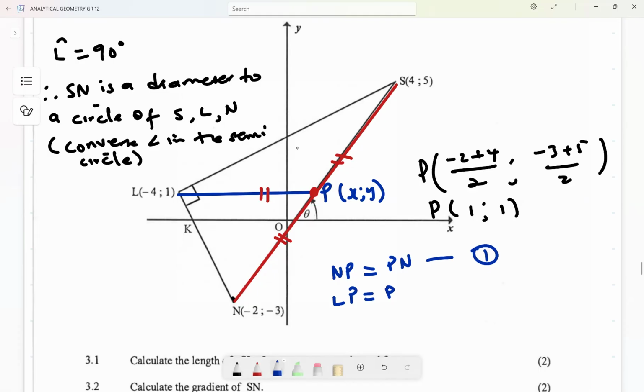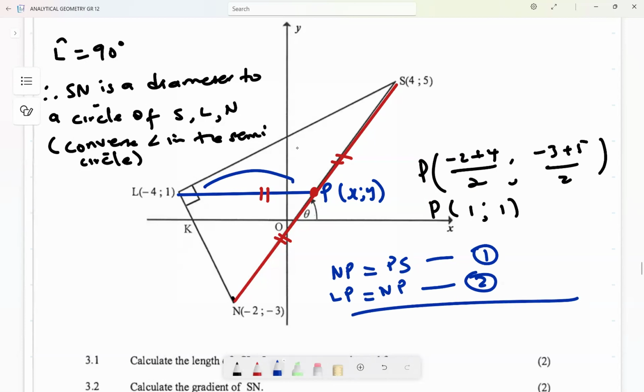LP can be equal to PS. NP and PN are the same thing. PS, guys, this one is equal to this one. And you can say LP is equal to, you can use any other length, any other length. It is equal to NP again. Equation 2, and then solve this simultaneously. Okay, yes, so that's that, guys.